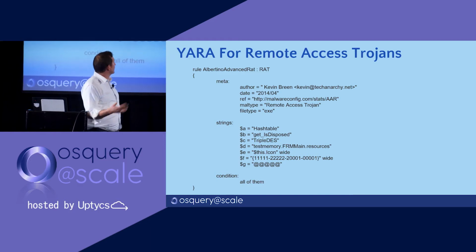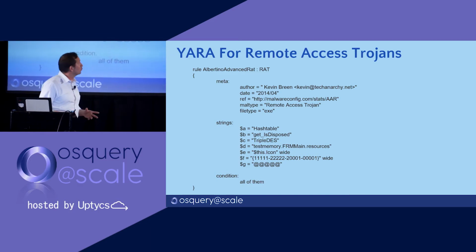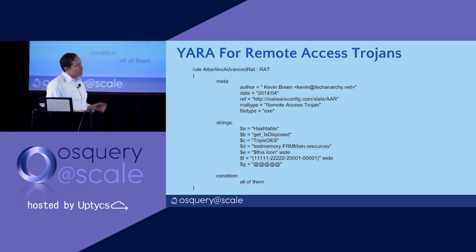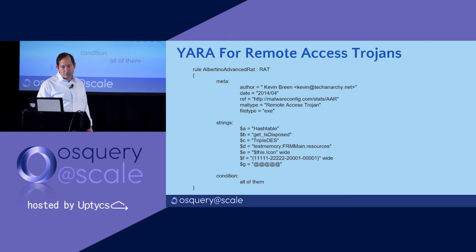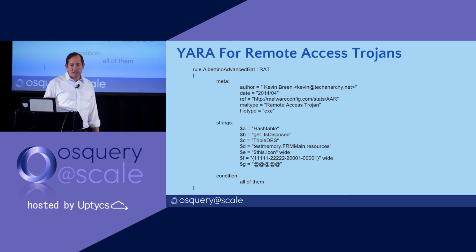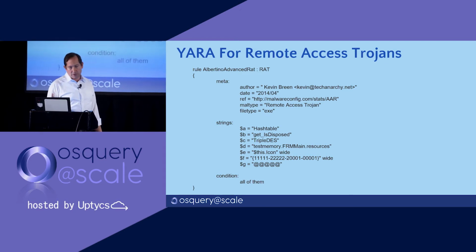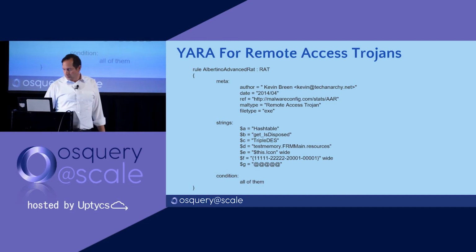And let's look at a couple of examples of rules. So here's a rule for the Albertino Advanced Remote Access Trojan, and they're defining in here, looks like 7 different strings, and the condition is that all of those strings are present in the file.